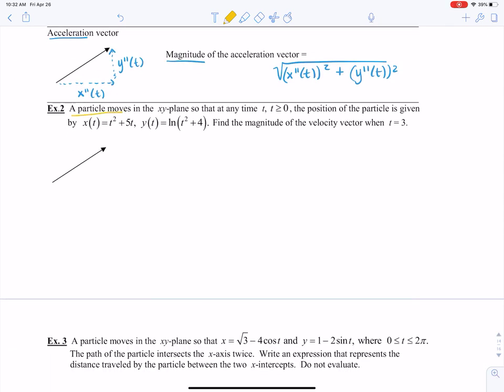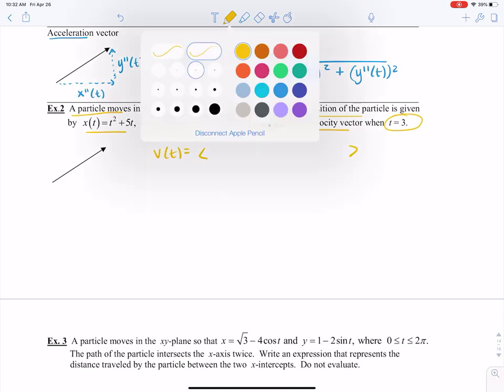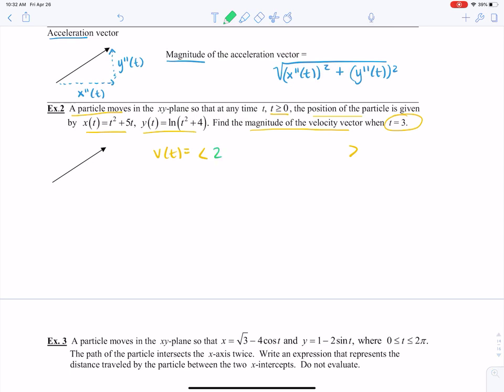A particle moves in the xy plane for time greater than 0. I give you the position of the particle, x of t and y of t. Find the magnitude of the velocity vector when t equals 3. Okay? So we're going to start by finding the velocity vector. If I take the derivative of my x component, I get 2t plus 5. And if I take the derivative of my y component, 1 over stuff times the derivative of stuff.